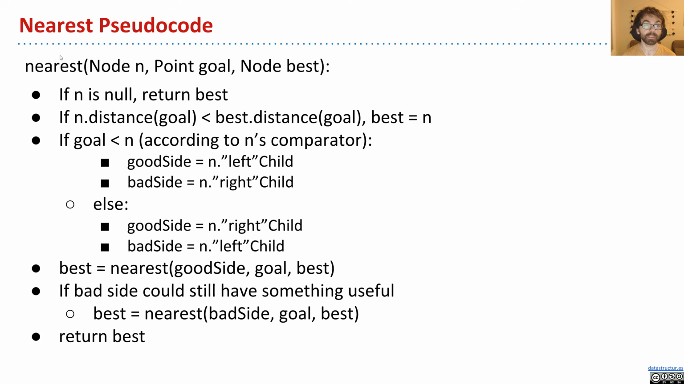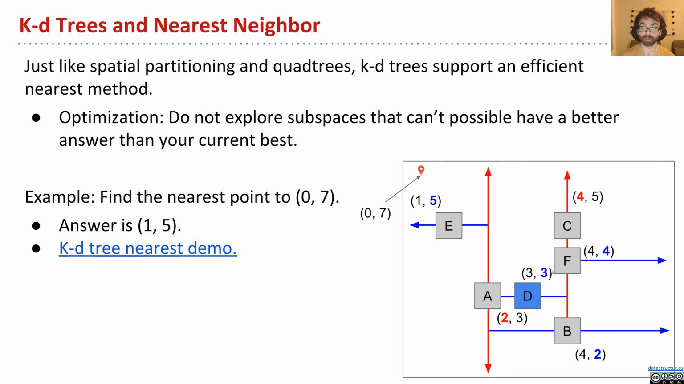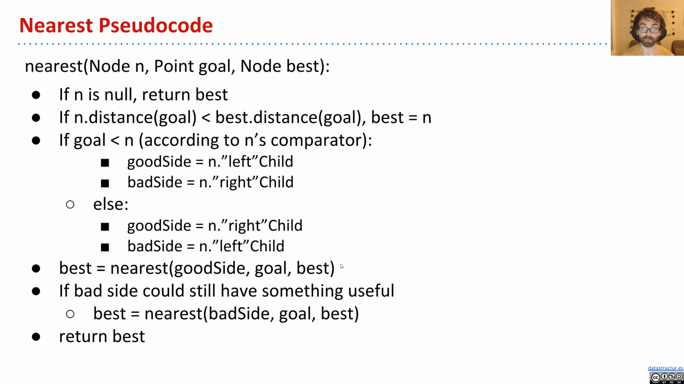We have a nearest method where we give it a node. That's what we're currently looking at. So when we do nearest and give it D, we're looking at D. We have a goal, which is some point, and then we have a best node. So it works like this. If the node is null, we just return whatever the current best is. If the distance to the goal from the current node is better than the best distance to the goal, we reset best and set it equal to n.